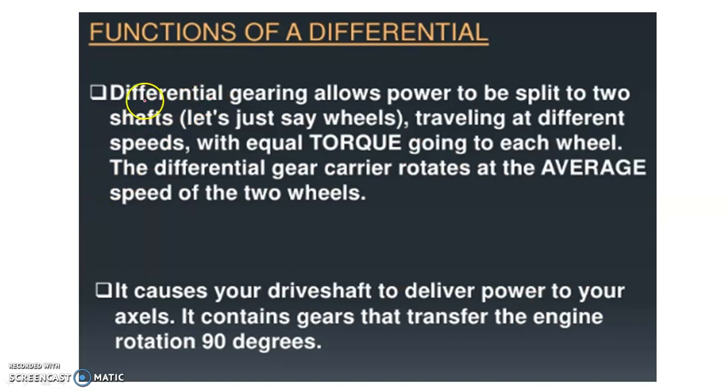Functions of the differential. Differential gear allows power to be split to two shafts traveling at different speeds with equal torque going to each wheel. The differential gear carrier rotates at the average speed of the two wheels. Next, it causes your drive shaft to deliver power to your axle. It contains gears that transfer the engine rotation 90 degrees.